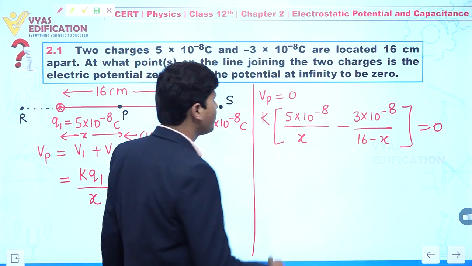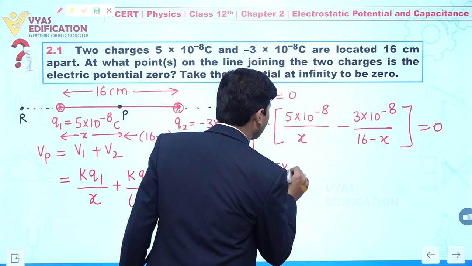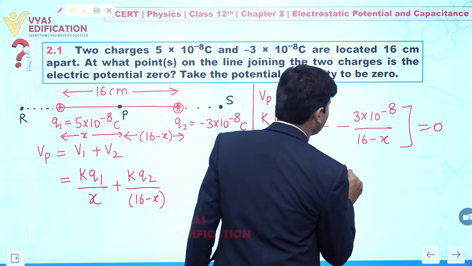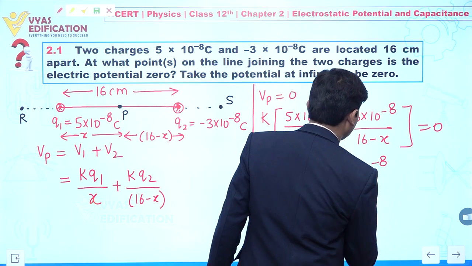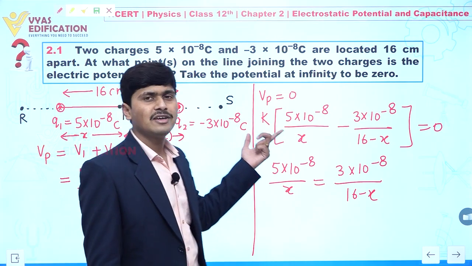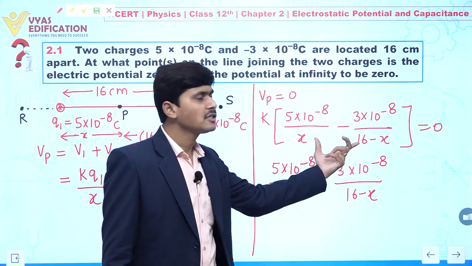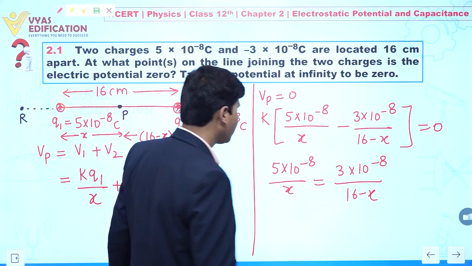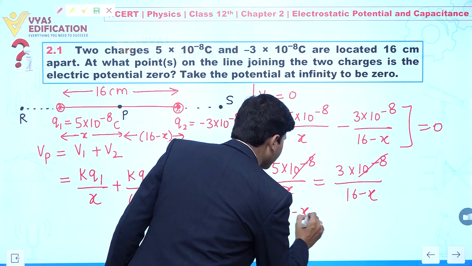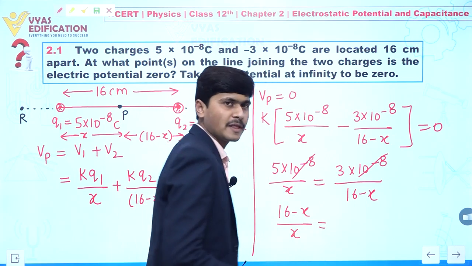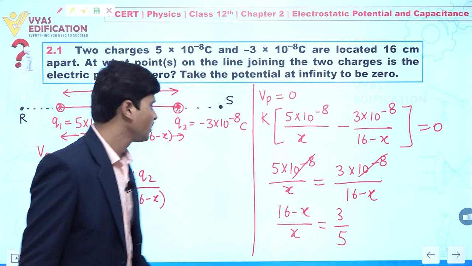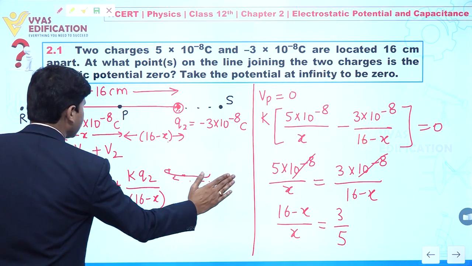From here we can write 5 into 10 to the power minus 8 divided by x should be equal to 3 into 10 to the power minus 8 over 16 minus x. Clear, because we know the K value cannot be 0, so definitely the bracket term will be 0. So this term and this term cancel out. From here we can say 16 minus x upon x should be equal to 3 by 5. Clear? So now we can write like this.